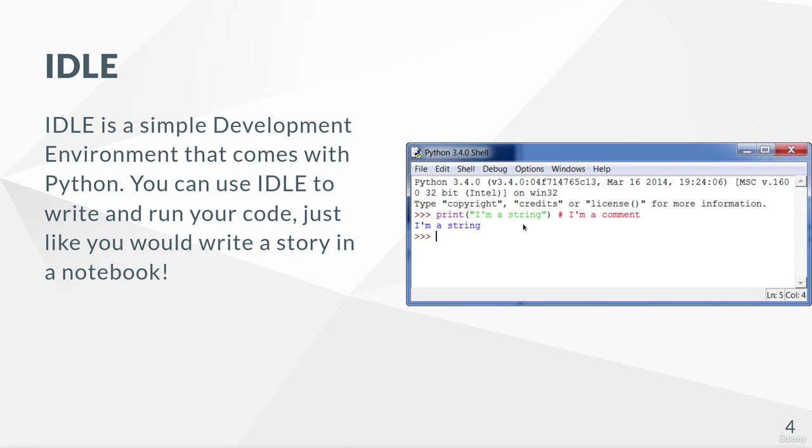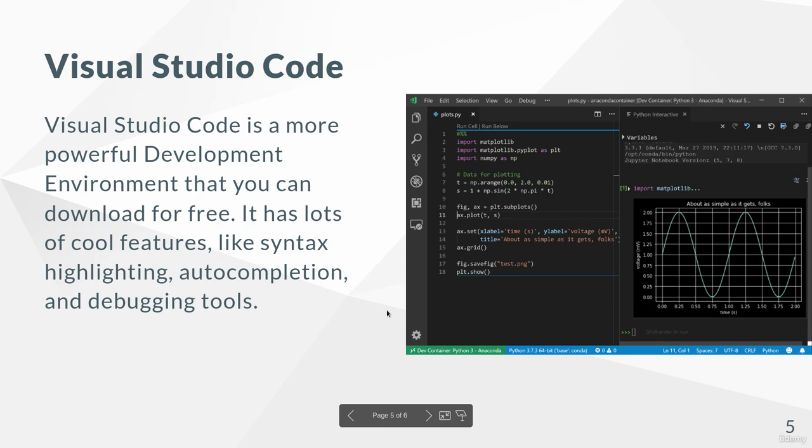So IDLE is a great choice if you are just starting out with Python and want to try out some simple code. If you want to make more complex programs, as we are doing in this course, then you are better off downloading some other IDE, for example Visual Studio Code or any of the others that support many more features. So Visual Studio Code is another IDE.